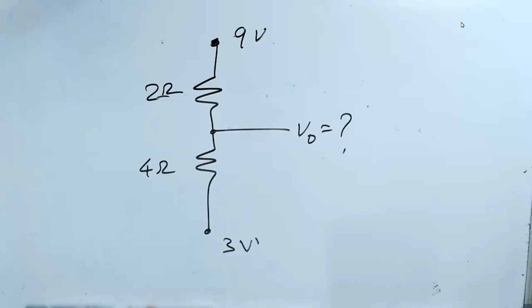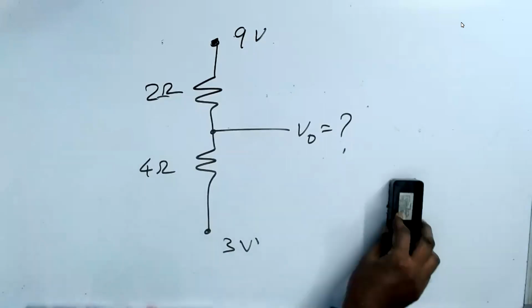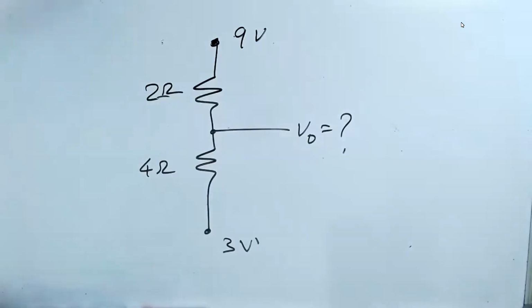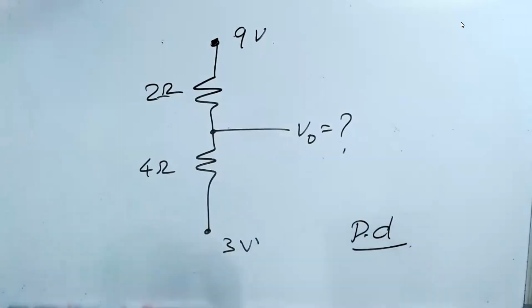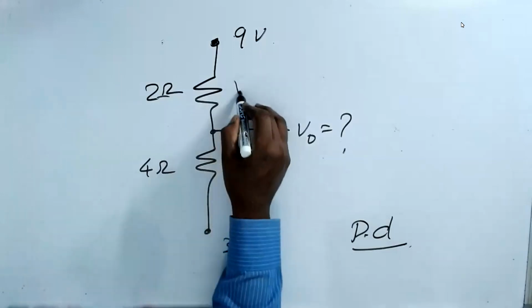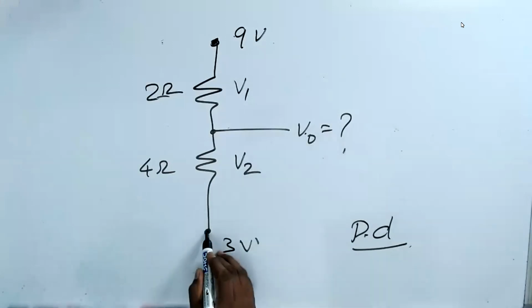Now I know why you people are getting confused in electronics and embedded systems. The problem is the very basics, Ohm's law itself, you have a lot of doubts. You are getting confused with so many things. Voltage is potential difference. So if you find the voltage V1 and V2, then you can find V naught because I have given this point.